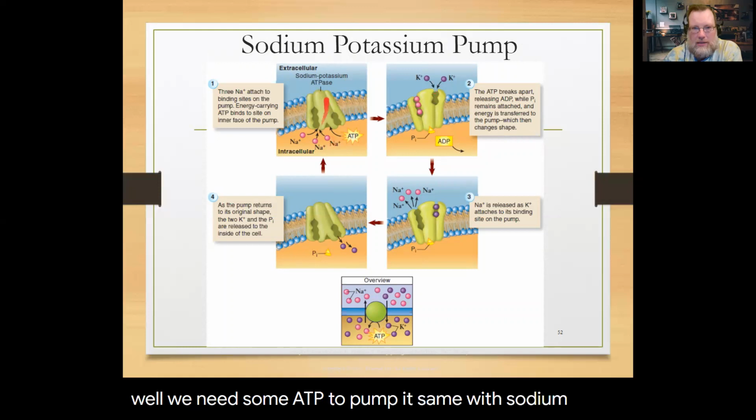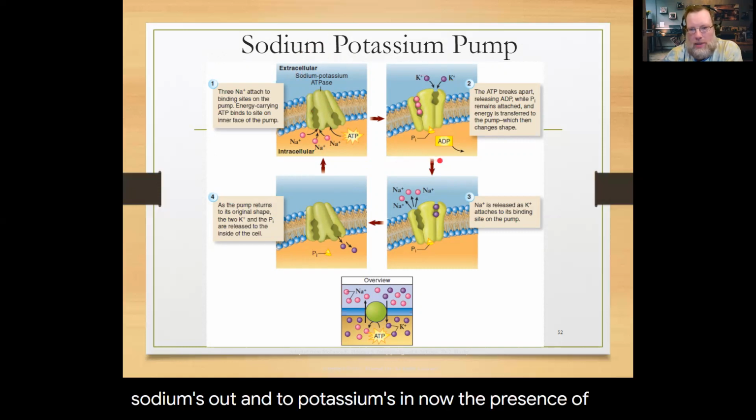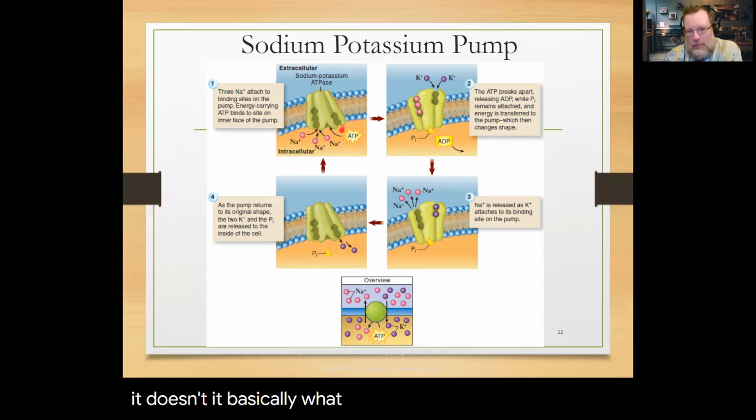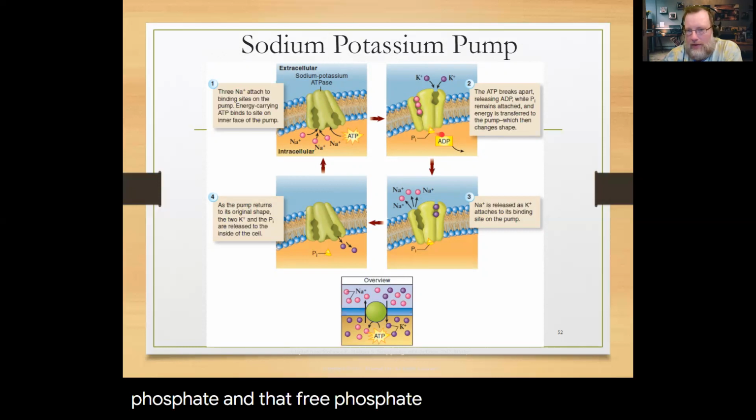Same with sodium, potassium. Remember, sodium lives out here. So sodium has to go against its concentration gradient. Well, we can get 3 sodiums out and 2 potassiums in. Now, the presence of ATP, remember, ATP doesn't come in and attach and cause an explosion. What happens is there's a special enzyme that breaks this ATP bond, one of the phosphate bonds. And when that breaks, you're going to be left with a free phosphate. So now we have ADP, diphosphate, and P.